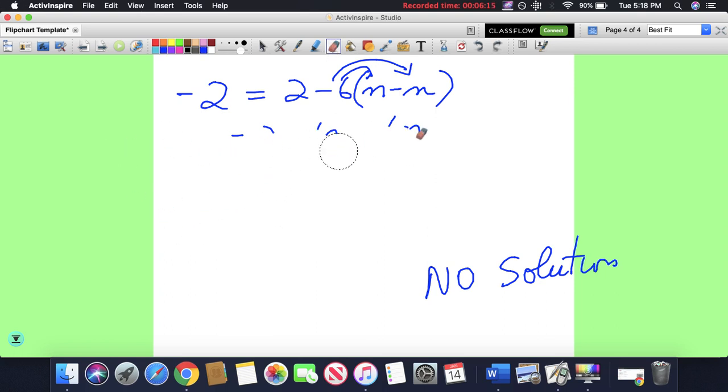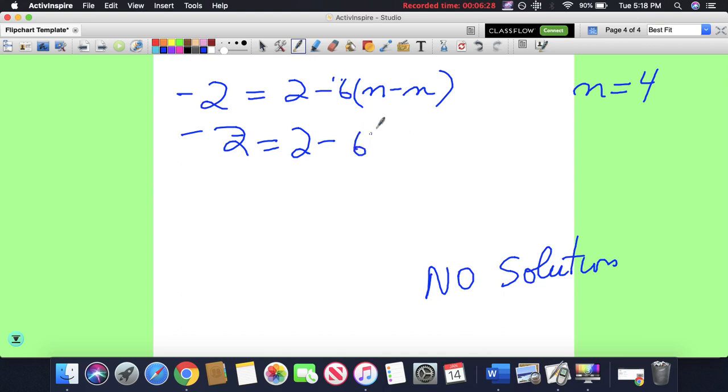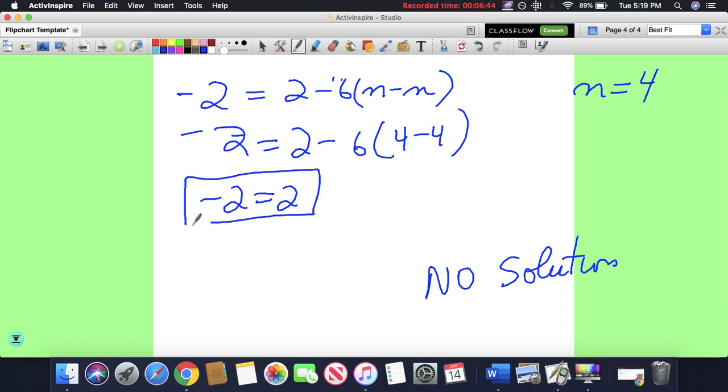And just to give you a couple of examples, let me eliminate here. I'm going to pick a couple of n values. Let's just pick something easy. n equals 4. So negative 2 equals 2 minus 6, and inside the parentheses, if I substitute 4 for n and n, I get 4 minus 4. Well, negative 2 equals 2, and you know 4 minus 4 is 0. And 0 times 6 is just going to be 0 again. So we end up with this again, which is not a true statement.